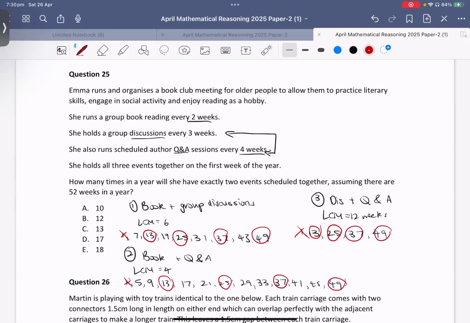Okay, so there we go. Those are the weeks where we have one thing running, but not something else. So in total, we have 12 of them, right? 4 for each time. So the answer is B. Okay, hopefully that makes sense.